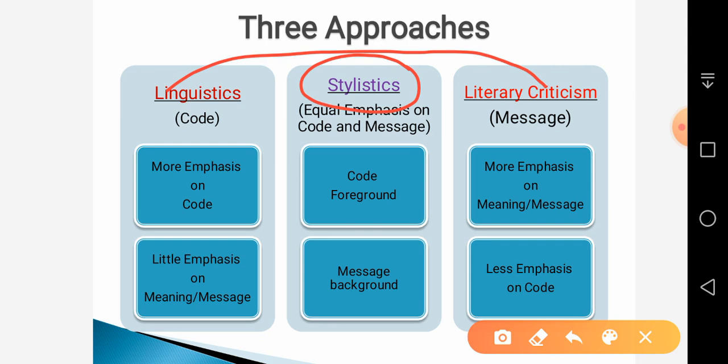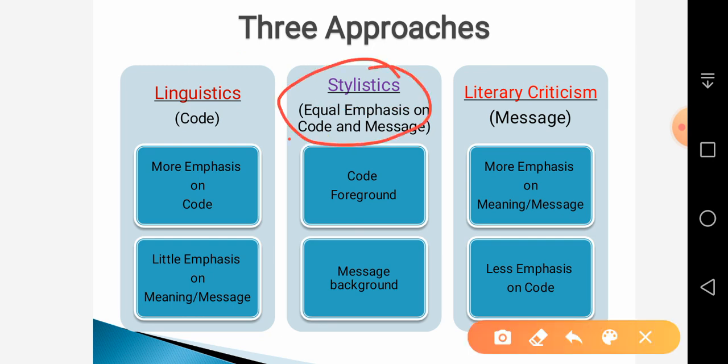This approach says that both code and message are important. Both deserve equal emphasis. So this gives equal emphasis to both code and message. While linguistics gives emphasis to code and literary criticism gives emphasis to message. But stylistics, which is a branch of applied linguistics, and stylisticians, they say that both content and message are important.